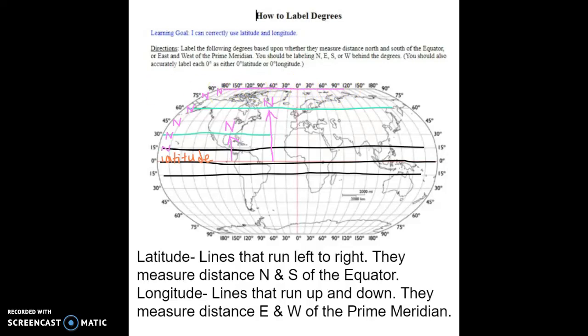One important thing to note when we're labeling these lines is that these lines over here are the exact same lines as over here on this right side. This 15-degree line that runs all the way across is the exact same line over here. So if this is north, this line is also measuring distance north of the equator, because I had to go north from 0 in order to get to that line. So all of these as well will be north.